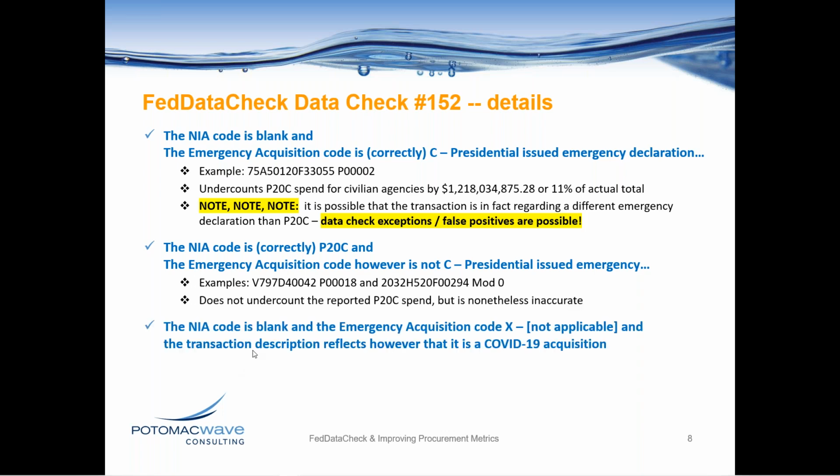Okay, so that's two. The third one is the NIA code is blank and the emergency acquisition code is X, not applicable. So there's nothing in the NIA code, and really nothing in the emergency acquisition code, but the transaction description reflects that it is a COVID-19 acquisition. In other words, it's got COVID-19 or coronavirus. I think I looked for 4 different terms in the scenario. All right, let's look at some actual examples.